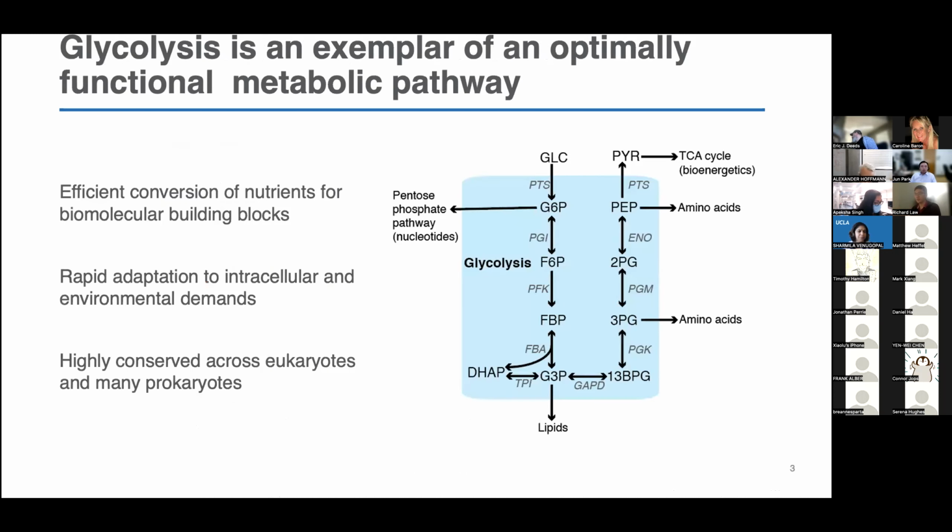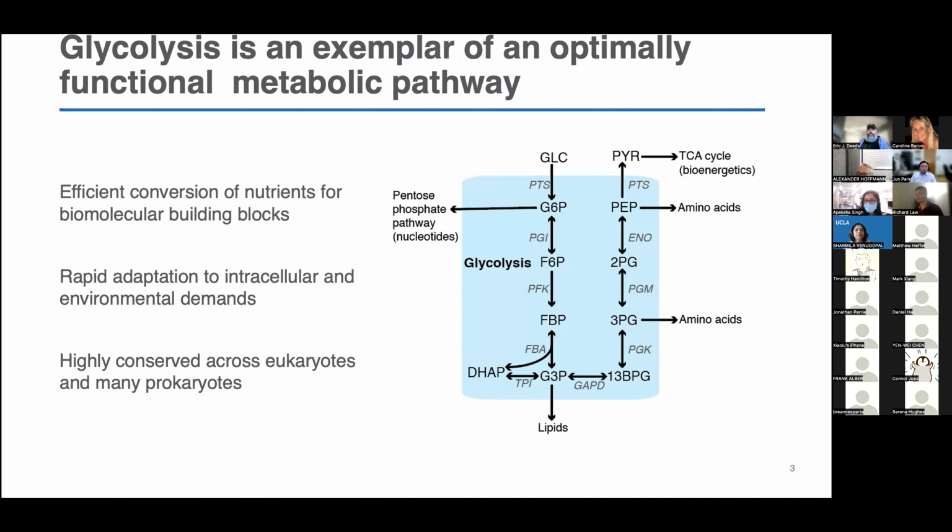I think one of the key metabolic pathways that everyone learns in their sophomore-level chemical biology course is glycolysis. That's because glycolysis is often considered an exemplar and essential pathway across a wide range of different organisms. Glycolysis is highly conserved across almost all eukaryotes, and many prokaryotes possess glycolysis as their source of carbon intake.